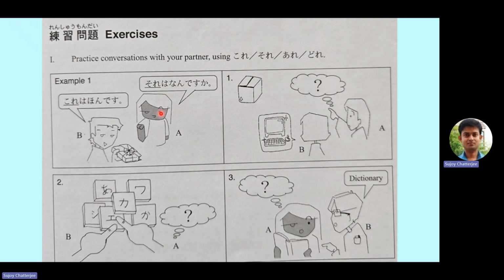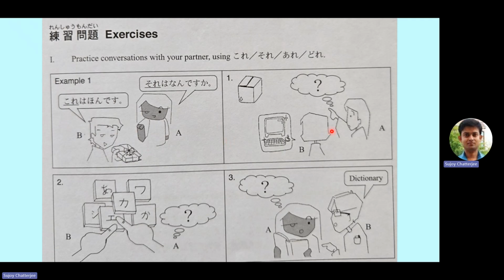Why is she saying それ, and why is he using これ? Because this object she is talking about is not near to her, but near to the responder. She is the speaker, he is the responder. Since the object is with the responder, it will be sore for her and kore for him. Sore wa nan desu ka means what is that? What is that thing? And kore wa hon desu means this is a book. So that and this. Now let's try the rest of the questions.